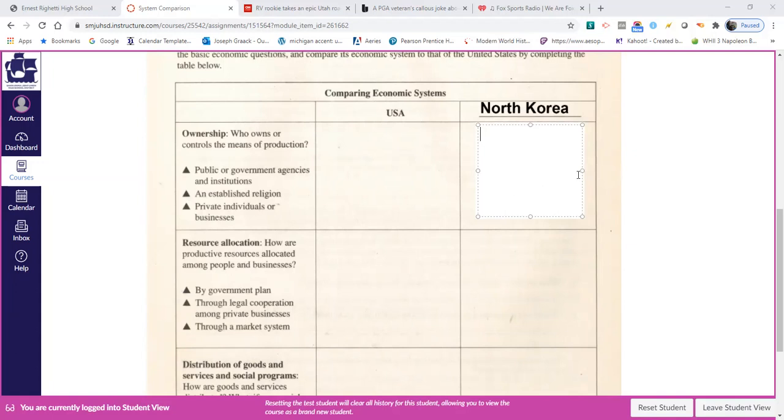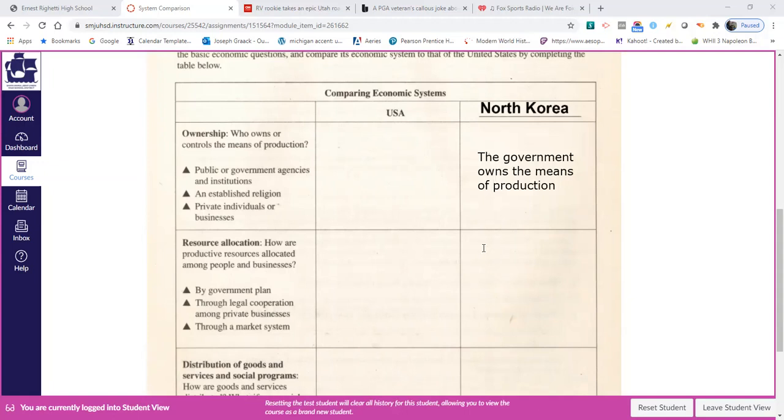Okay, so group two, ownership. Who owns or controls the means of production in North Korea? The government. Yep, the government. So the government is going to be basically the entity that owns the means of production, all right? That means they make a decision of everything that goes on. So we'll put that there.